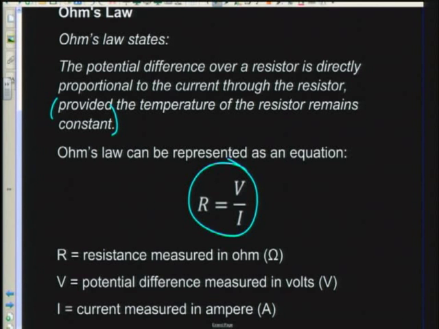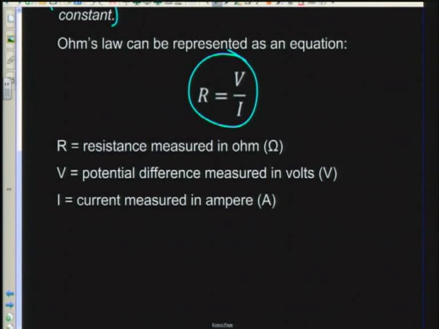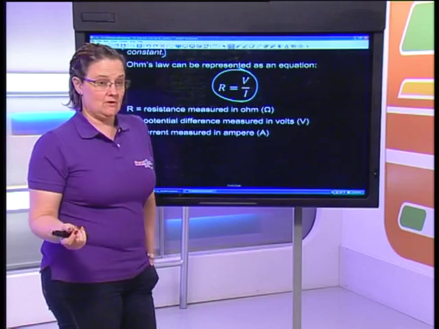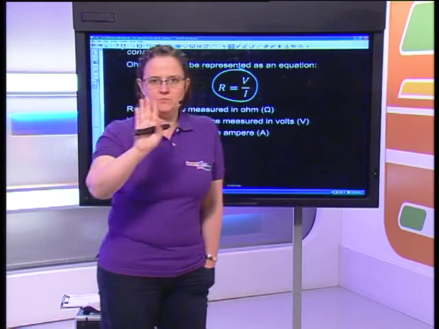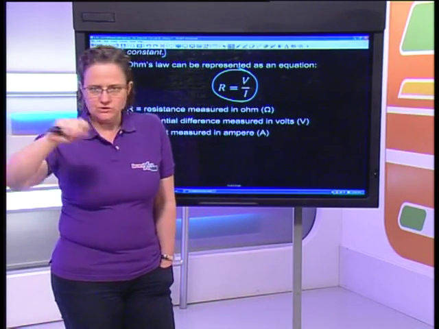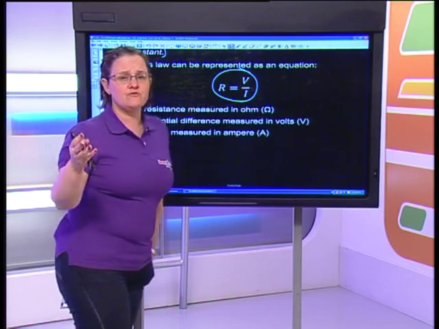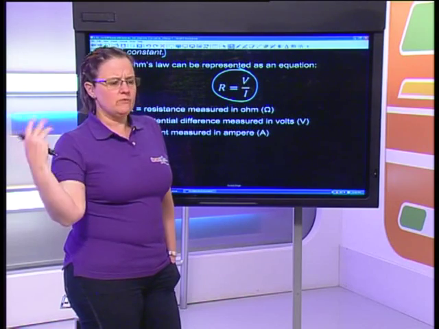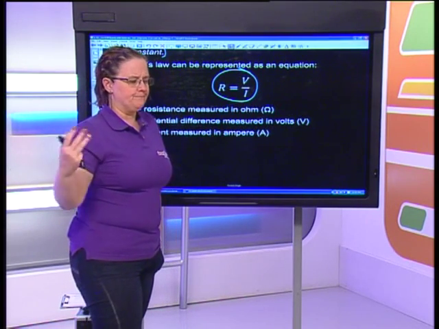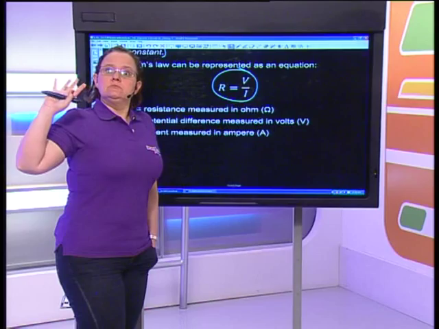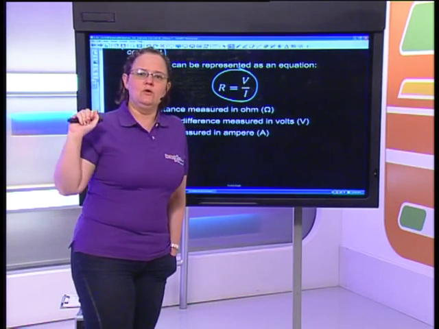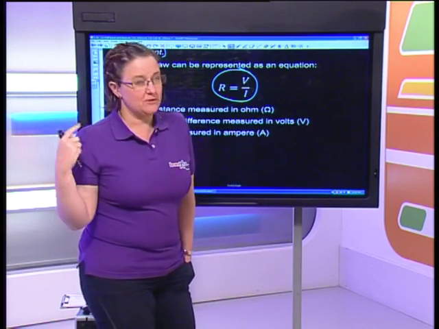This is wonderful. Now, what does this mean? R is resistance, measured in ohms. V is potential difference, measured in volts, and I is current, measured in amperes, not amps. Please never ever call it amps. It's not an accepted unit. It's an English colloquial, the way we speak in English, where we abbreviate it to amps, but it's not amps, it's amperes.